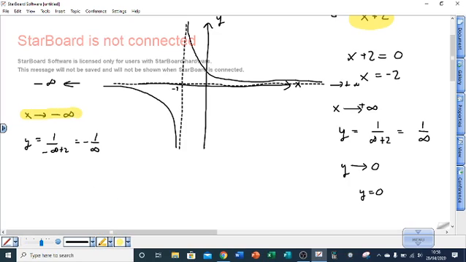I hope that helps. You look at these two things, negative infinity and positive infinity, and find out what it's actually doing, what limit it's trying to approach. Okay, I hope that helps. Let me know.